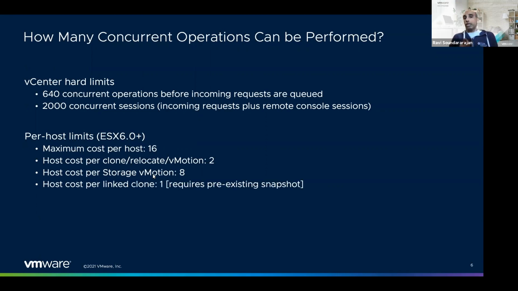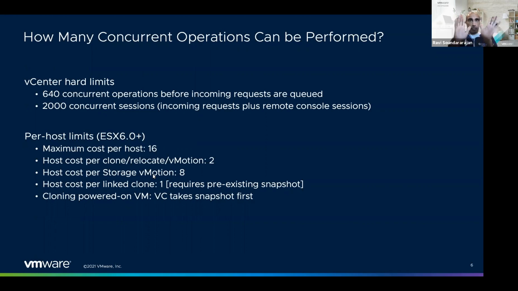If you are doing a linked clone, it costs 1 out of those 16 slots, but it does require you to have a pre-existing snapshot. If you're using the API, you have to do the snapshot first. And then finally, if you're cloning a VM that's already powered on, it still takes 2 slots, but vCenter has to take a snapshot first. So you might see an initial delay while it takes that snapshot before it starts issuing those clone operations.